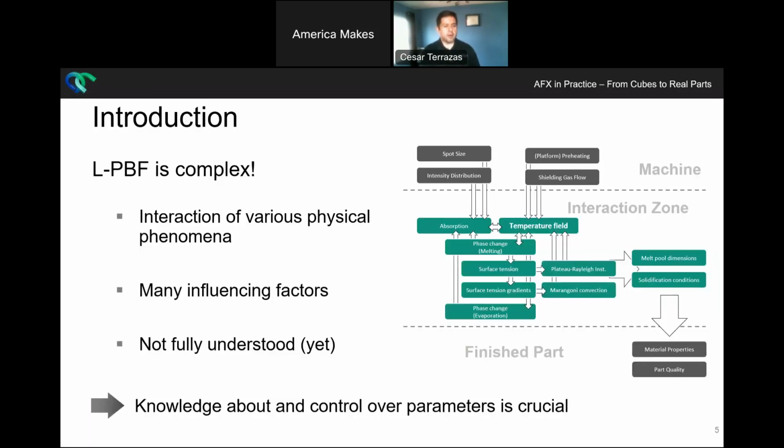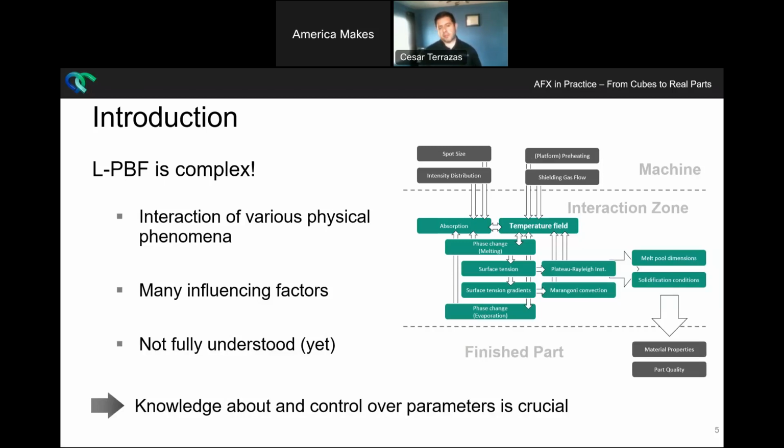Right. Now, when it comes to today's topic, we are going to be talking about the AFX laser and processing. We know that laser powder bed fusion is a very complex process. It entails the application of an ignition source, which in this case is a laser, to melt materials.